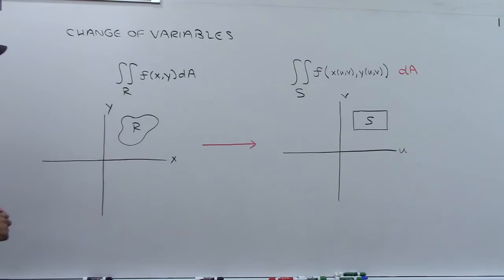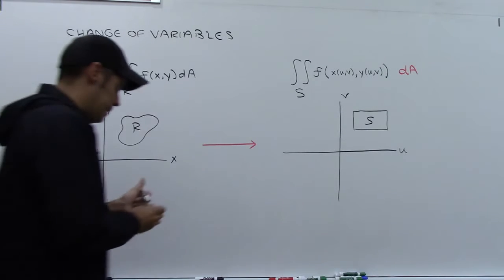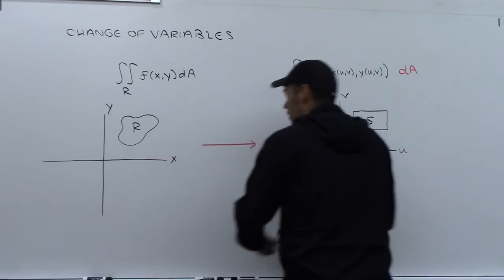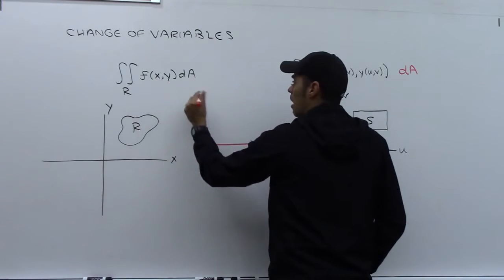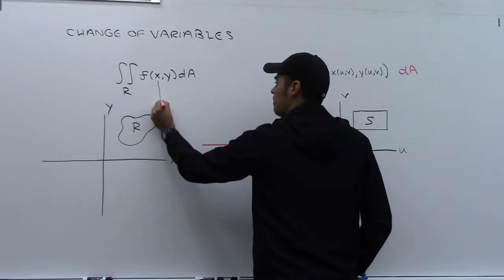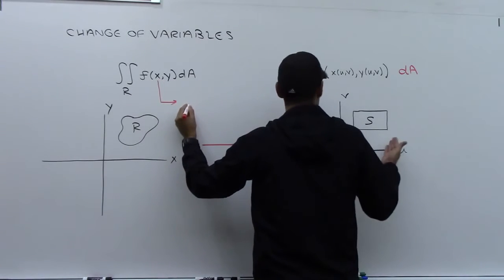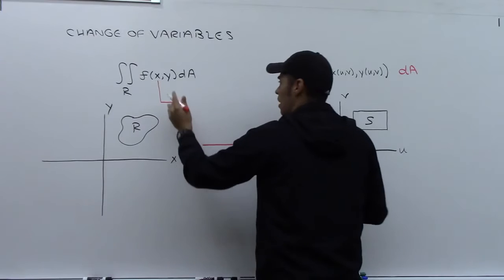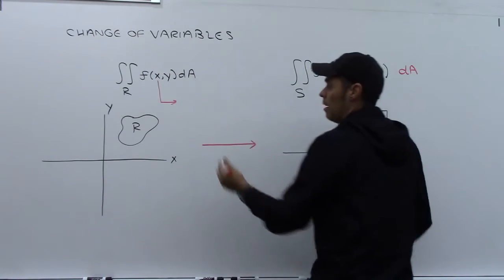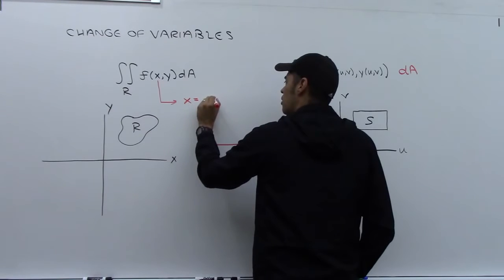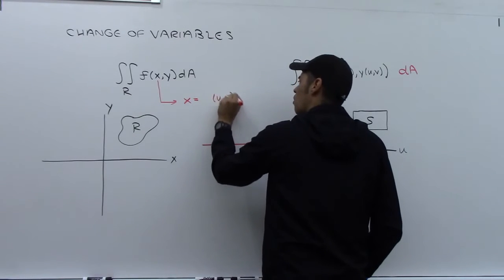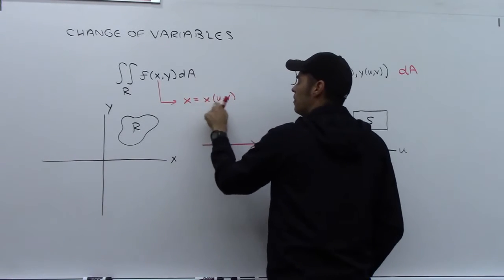So what we have to assume here is that we are going to have some way of determining what we're going to change the variables to. So I know that I can switch my x over to some function of u and v. That way all my x's get replaced with something. So my x is going to become some function of u and v, which I will call x of uv.